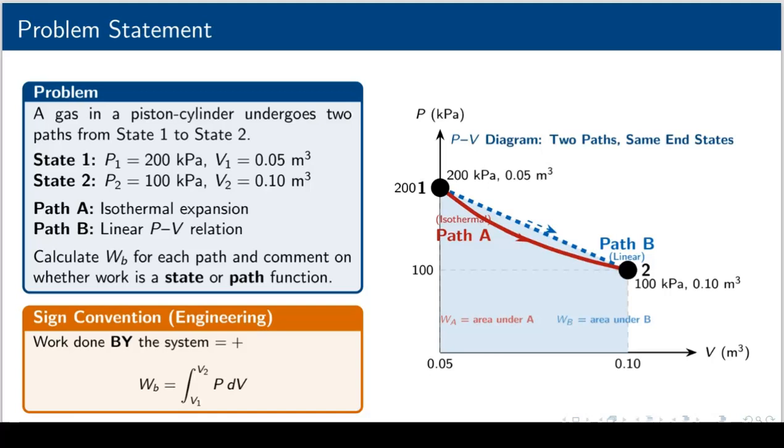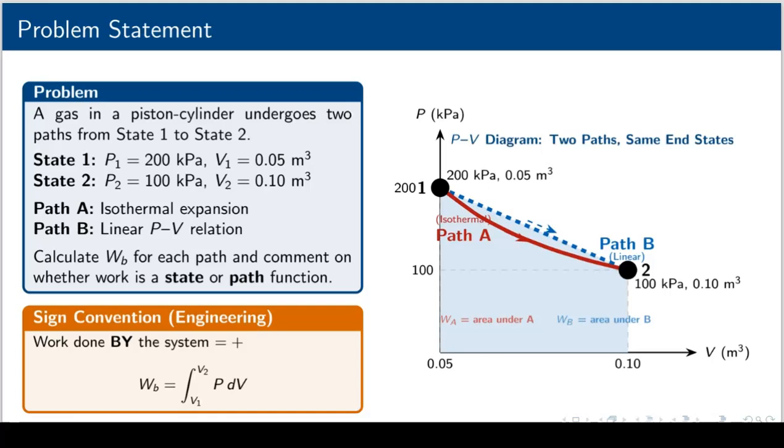Today I am going to calculate boundary work for two different paths between the same two states and prove that work is a path function, not a state function. Let us get started. A gas in a piston cylinder undergoes two paths from state 1 to state 2.